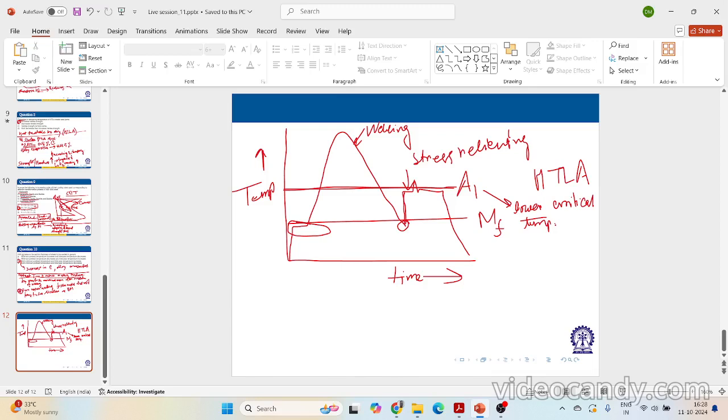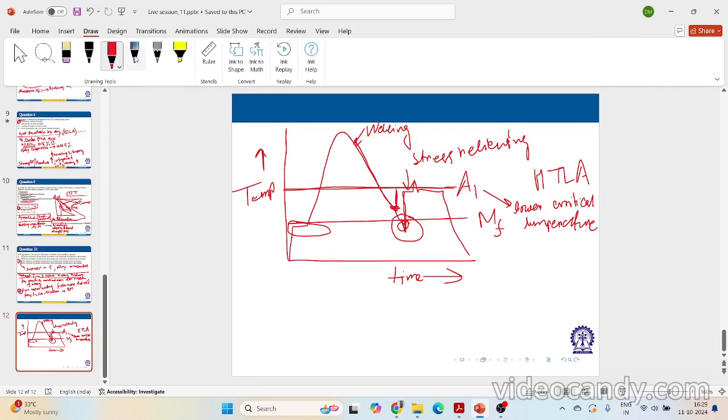Now, the heat affected zone, whatever it will form, should be cooled to a temperature slightly below the martensitic finish temperature before being heated for stress relieving. Now, if this temperature just after welding is above MF, what will happen? If you are finishing your welding, let's say, still over here, and then you are doing this stress relieving treatment.